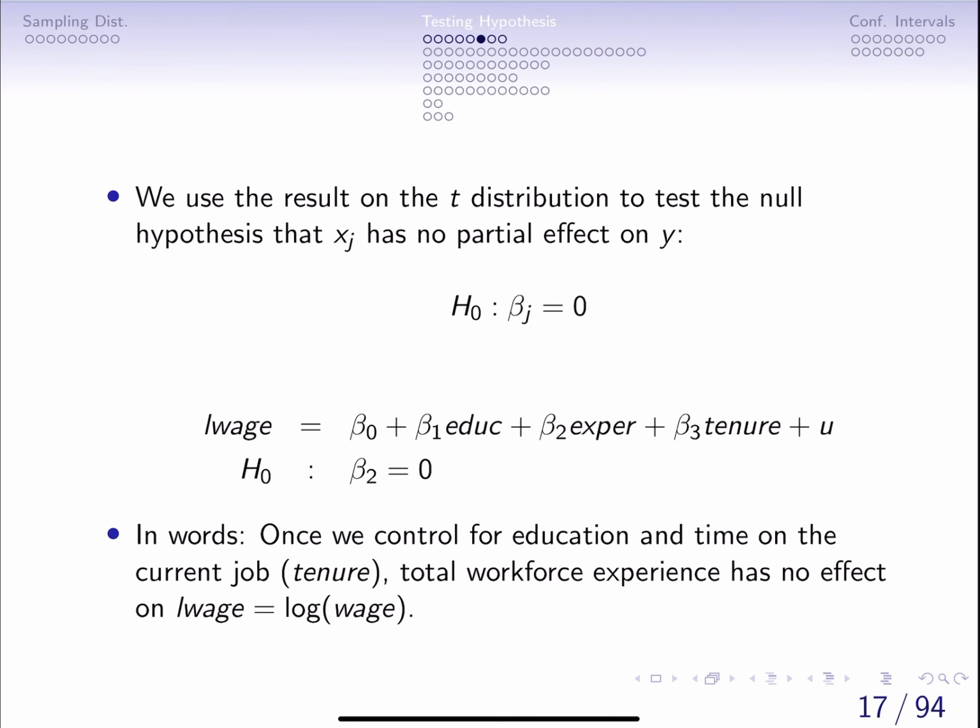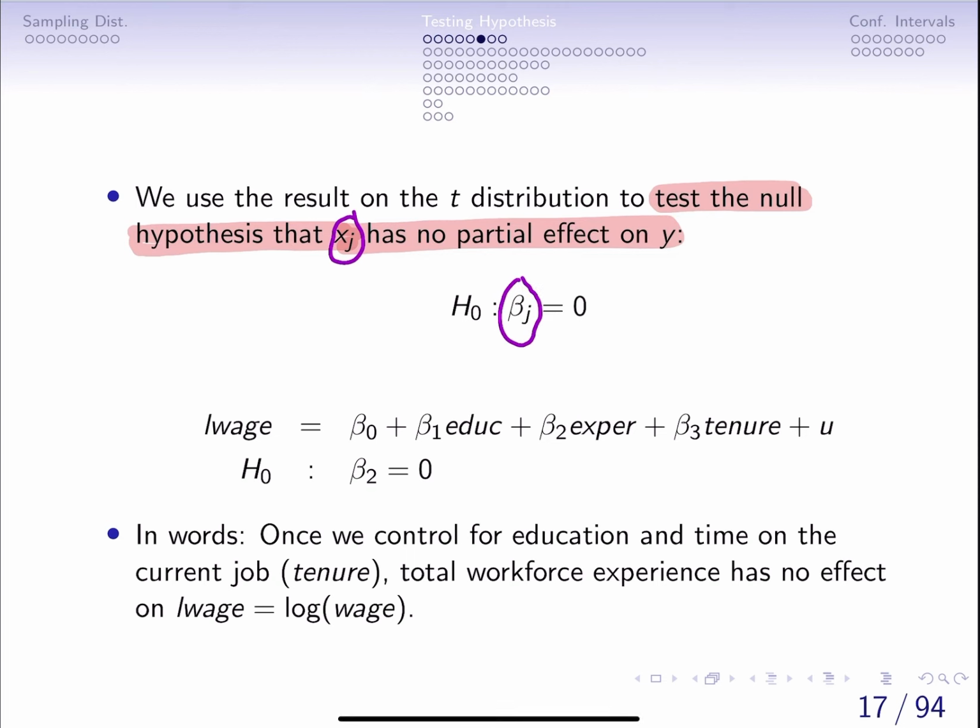So now that we understand the t distribution and the t statistic, we can use this result to test the null hypothesis about a particular xj and its effect on y. So whenever we are talking about the effect, remember that we are talking about partial effects. So here, if we are talking about a particular xj, the associated population parameter, or the effect of xj on y in the population, is captured by beta j.